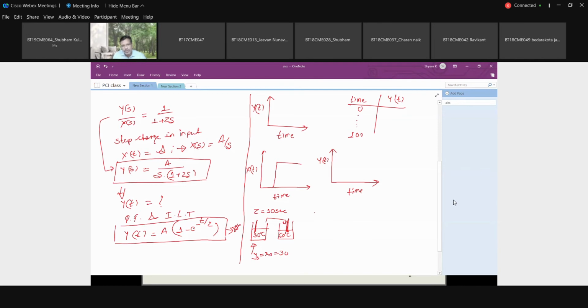So it is suddenly placed into the hot fluid of 60. Sketch the response of the thermometer. What do you have to do? I have an equation.